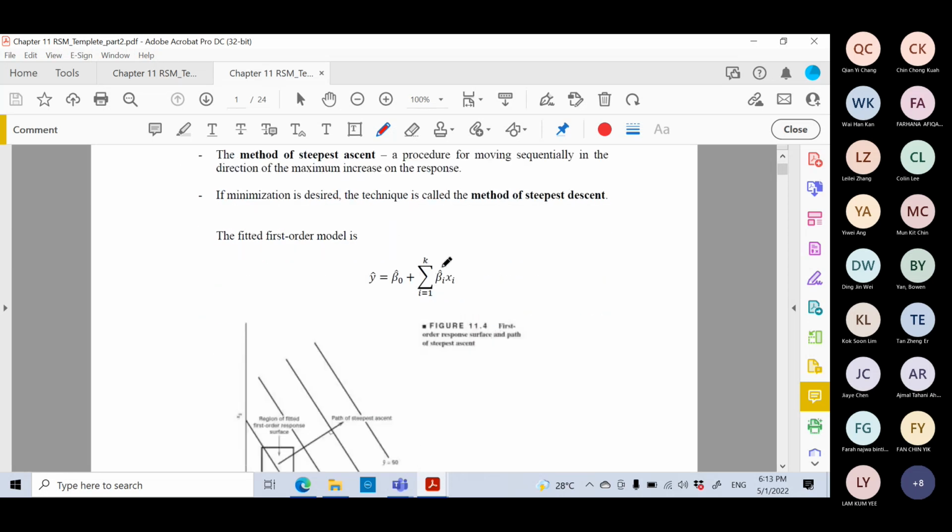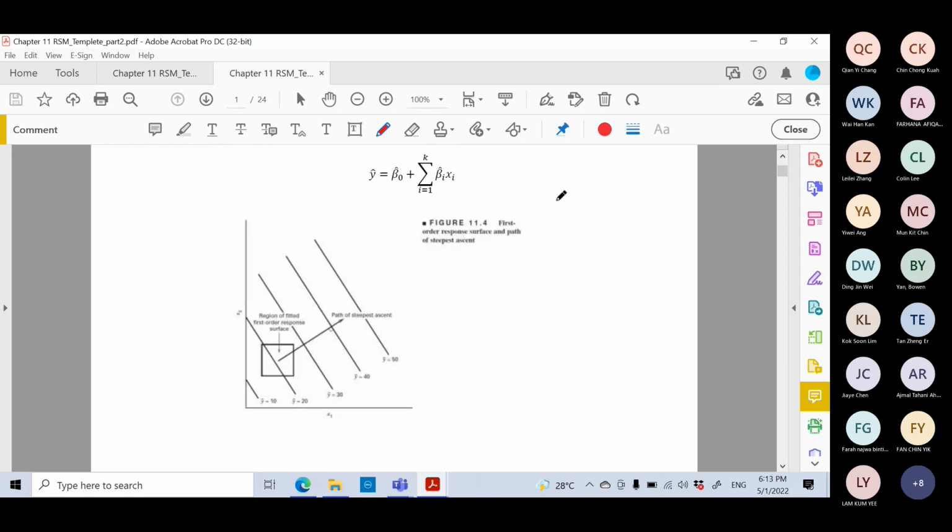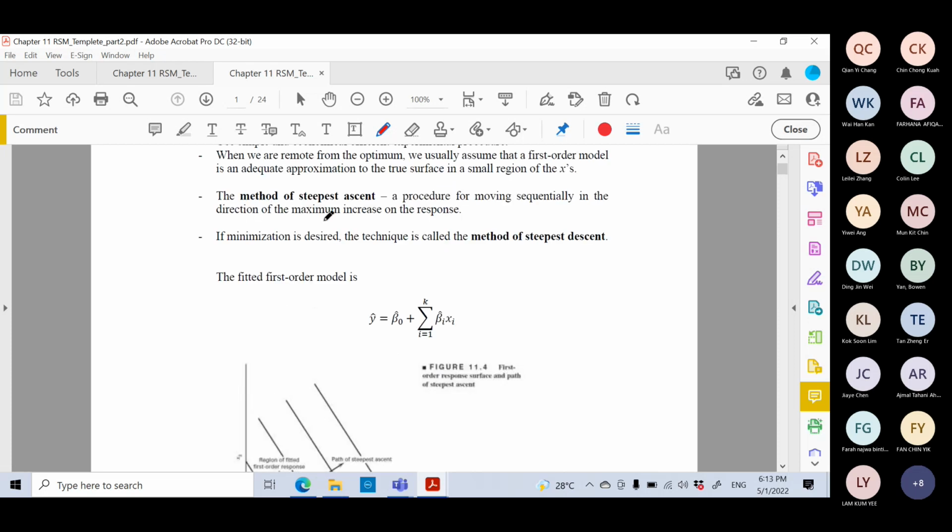Our starting point will be the first order model. If you still remember how to estimate beta naught and beta 1, I mentioned it in the previous part 1 lecture notes. This is where the direction comes from. Because it's a linear form, in this region we try to increase the steps until we can locate the optimal solution. This is called the path of steepest ascent because we are going up. If you go in the other direction for the minimum, then it's called the method of steepest descent.